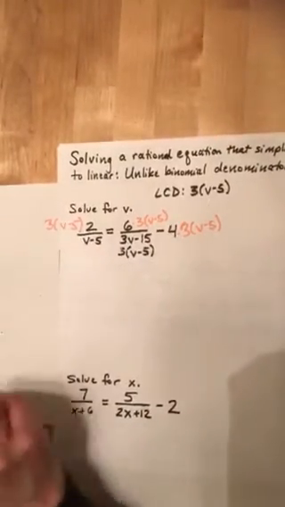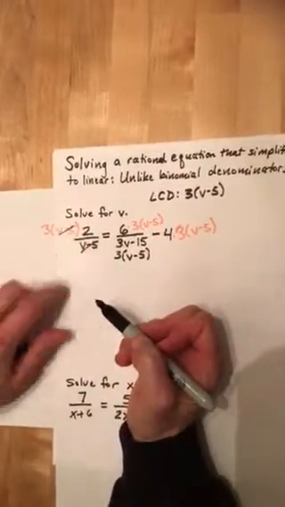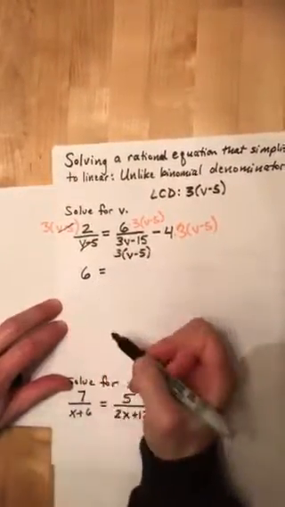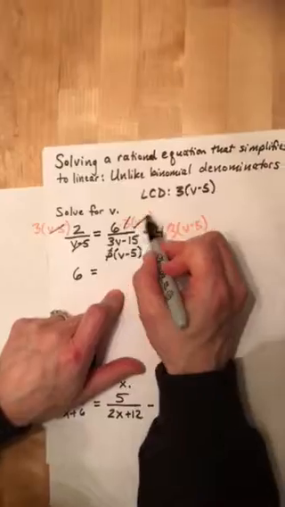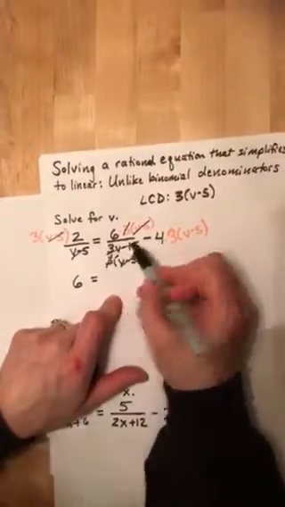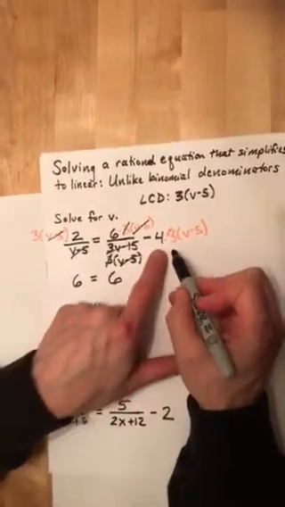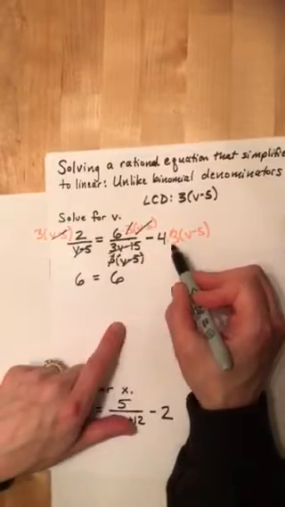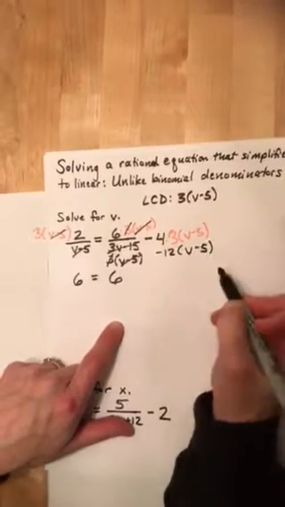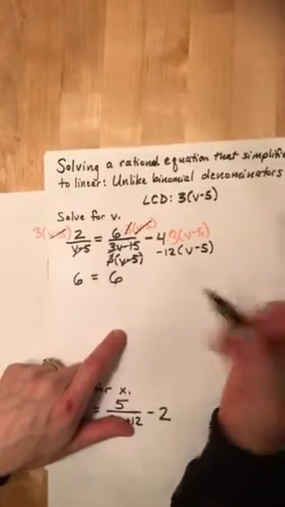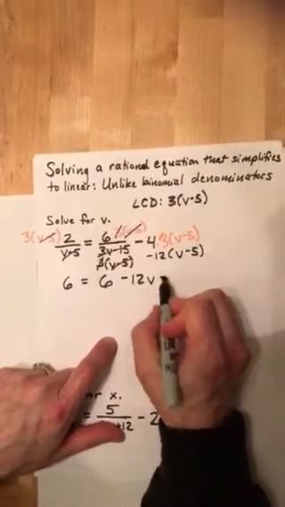Okay, if you notice that these v minus 5s cancel out here, leaving us with just 3 times 2, or 6, on the left side of the equation. In the second fraction, the 3 and the v minus 5 both cancel out, so that's the entire denominator canceling out, leaving us with just 6. And then here I have negative 4 times 3, so basically negative 12 times the v minus 5 in parentheses. So let's apply the distributive property to that, which would give us negative 12v, and then negative 12 times negative 5 is positive 60.